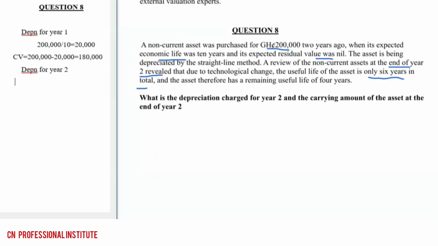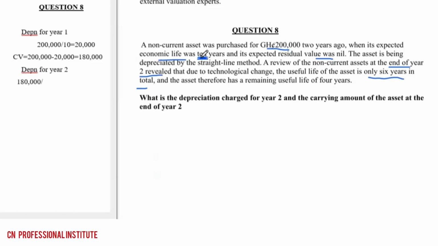So when it comes to year two, the depreciation for year two will be the current value, 180,000, divided by the remaining life. Now, we're told that they have revised the remaining life. If you check, the total life of the asset when it was purchased was 10 years. Then we charge depreciation for one year, for year one. So in the normal case, when charging depreciation for year two, it should have been the 180,000 divided by 9.